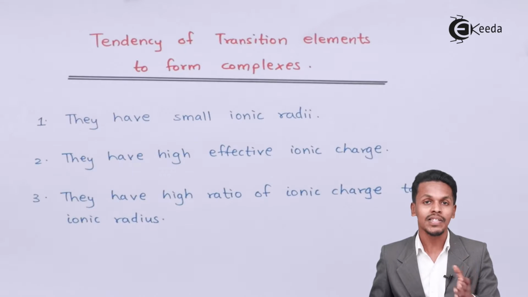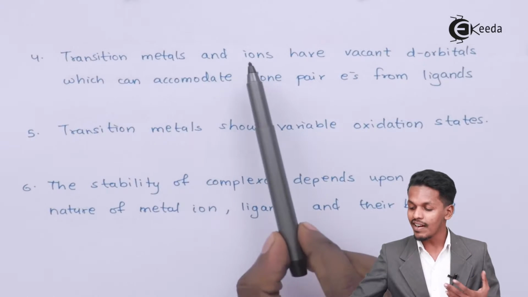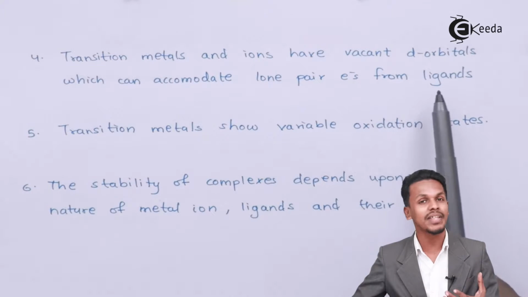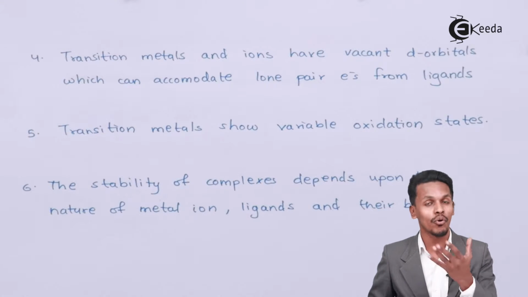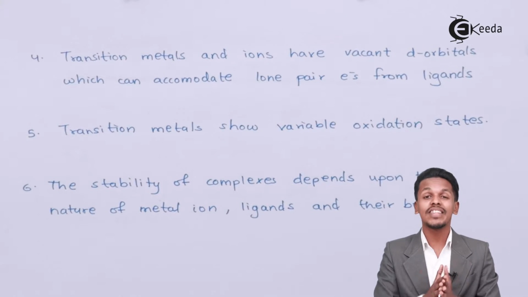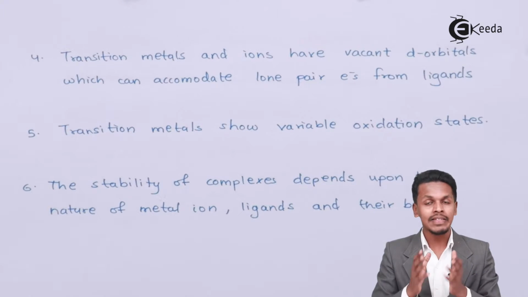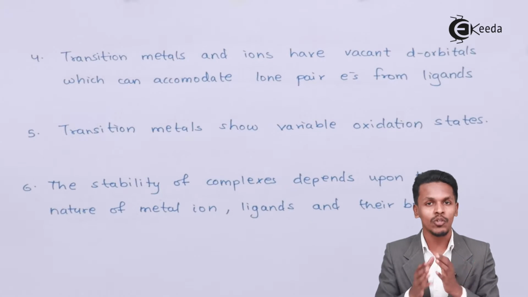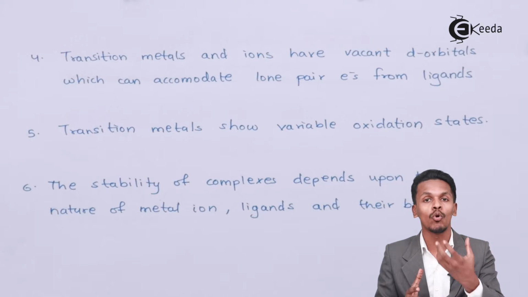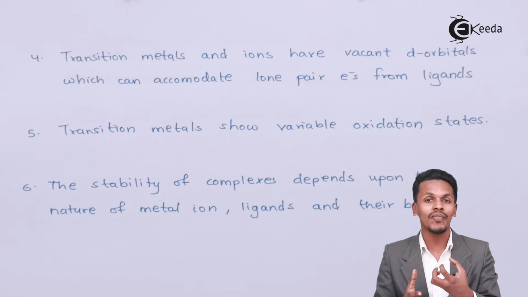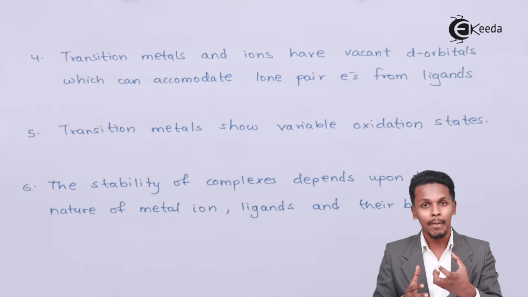Talking about the other reasons, transition metals and ions have vacant d orbitals which can accommodate lone pairs of electrons from the ligand to form a complex or coordination compound. Ligands are those groups which can donate a lone pair of electrons to the central metal atom.